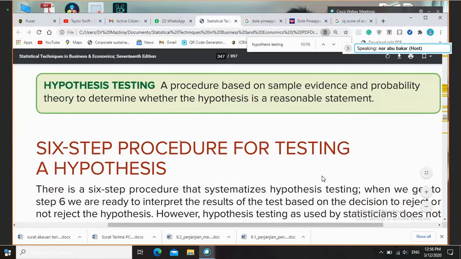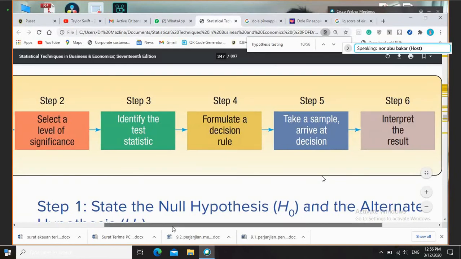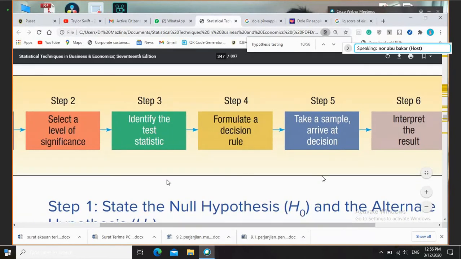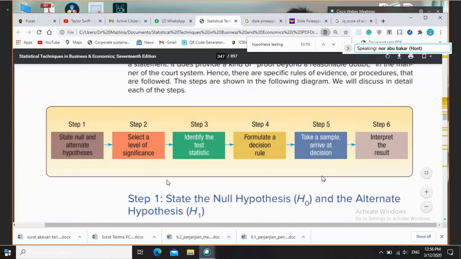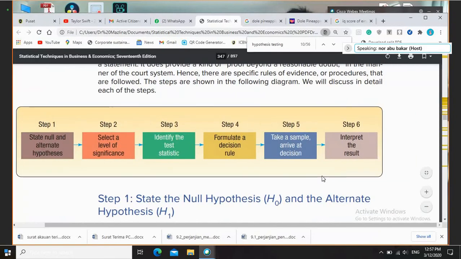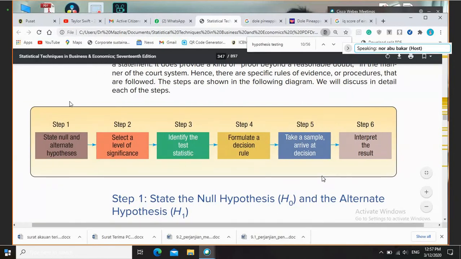Okay? Jadi dalam hypothesis testing ada 6 step. Okay, nampak kat sini stepnya? Okay, step 1, 2, 3, 4, 5, 6. So tak payahlah hafal sebab nanti awak sendiri akan faham. Okay, mula-mula make a statement. State null and alternate hypothesis.